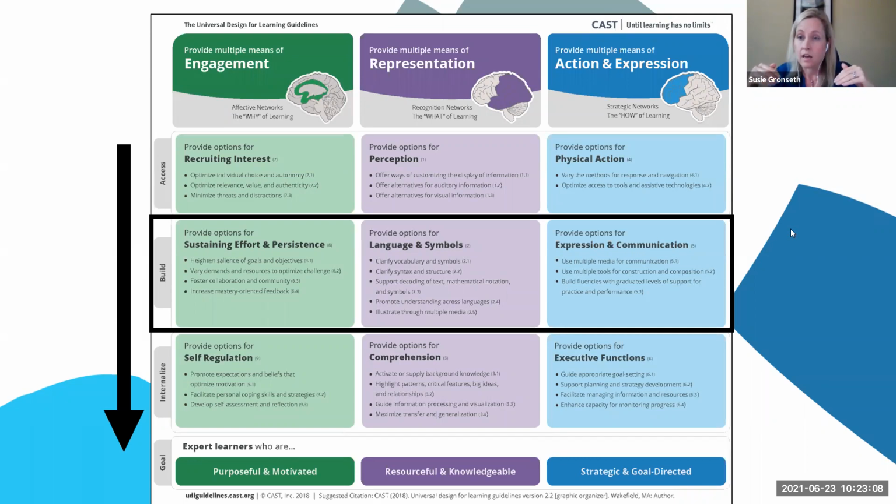Then we get a little bit more involved in these guidelines at the build level. So this is pretty meaty at the build level. We're sustaining that effort and persistence. So we're not just trying to recruit their interest. We're in the learning experience. How can we sustain that? How can we help them to sustain that?